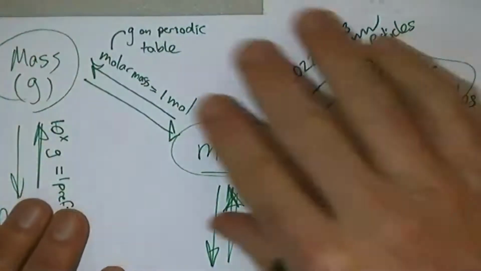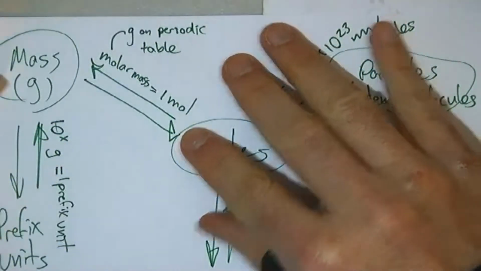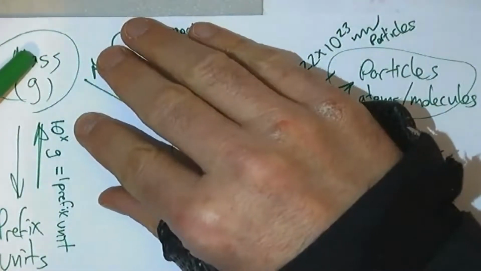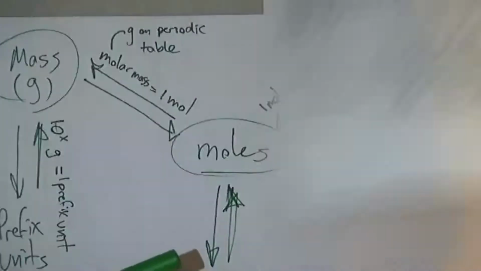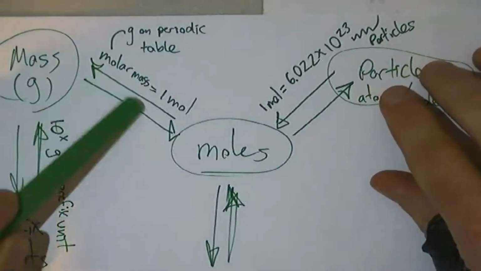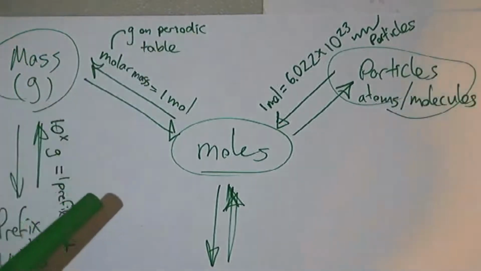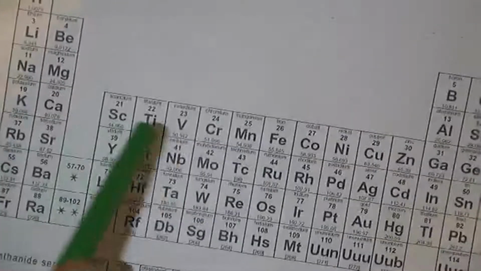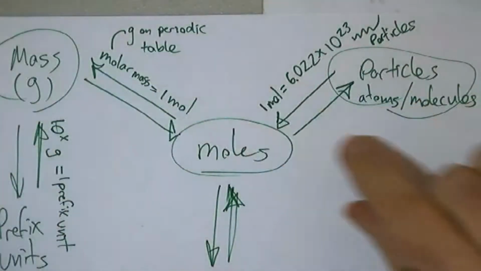Over here on the other side, you'll see we went to mass and grams. If we want to figure out grams, we can go to and from moles with grams by using the periodic table. The way you accomplish that is 1 mole is equal to the molar mass, and the molar mass is the grams on the periodic table. For example, 1 mole of iron is equal to 55.84 grams, and 1 mole of oxygen is about 16 grams. So it varies based on what it is.